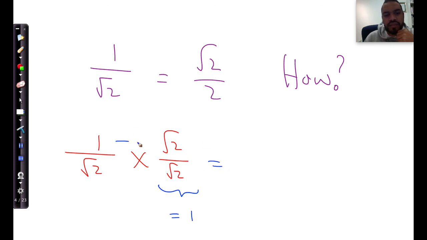And then when you multiply the top by the top, you get 1 times root 2 is just root 2, and root 2 times root 2 is just equal to 2. And that's why we can say that this thing is equivalent to this thing, because I've multiplied it by 1 in order to just rationalize the denominator. Okay.